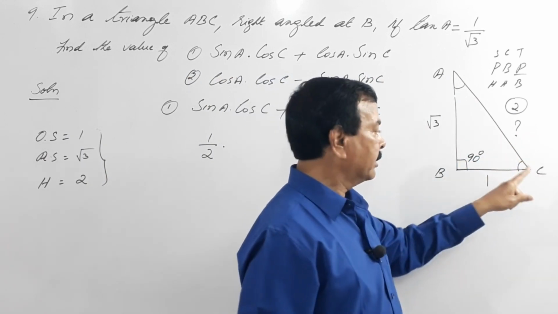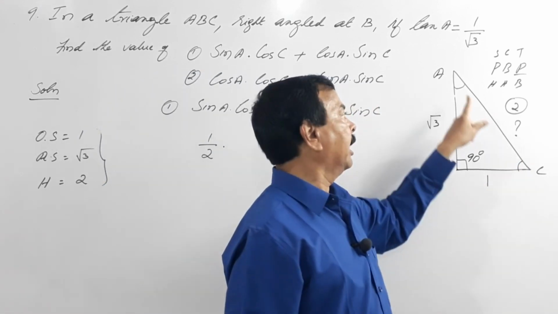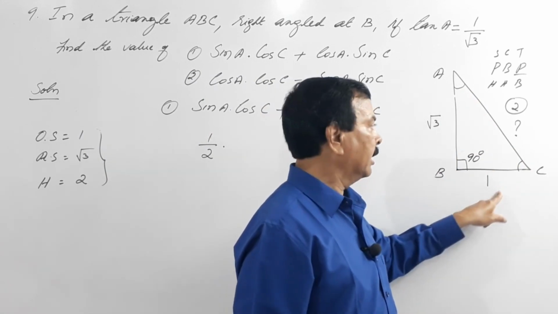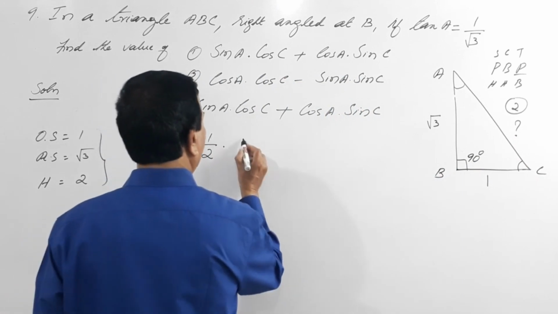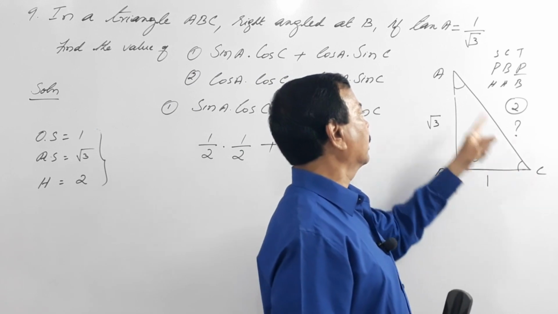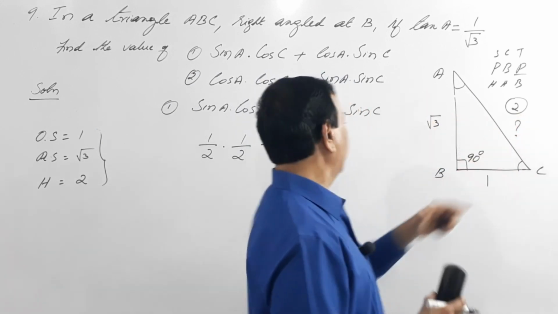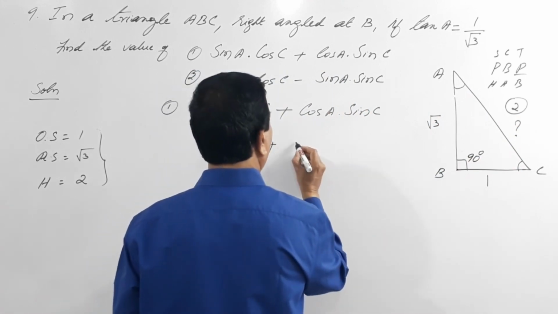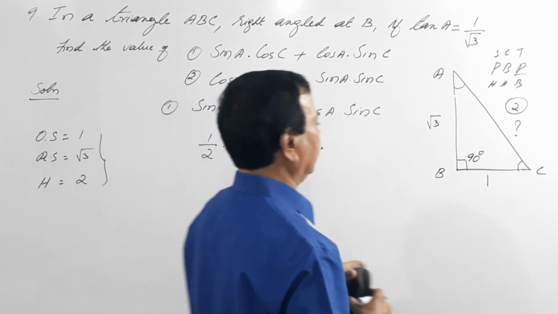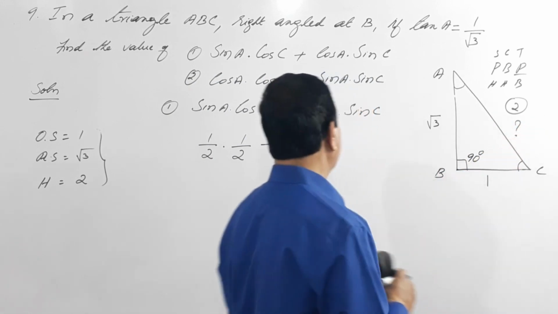So you have to take cos C. Cos C means take this as angle C, and A means you take this as angle A. What is cos C? Adjacent side by hypotenuse, again 1 by 2, plus cos A. Cos A is adjacent side by hypotenuse, which is root 3 by 2, into sin C. Sin C is opposite by hypotenuse.